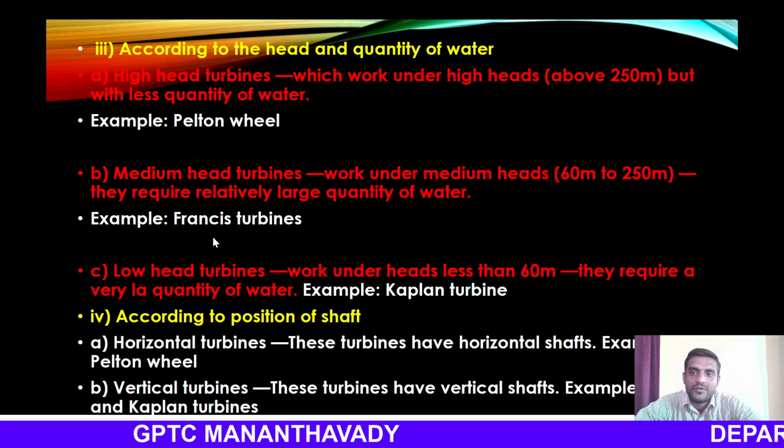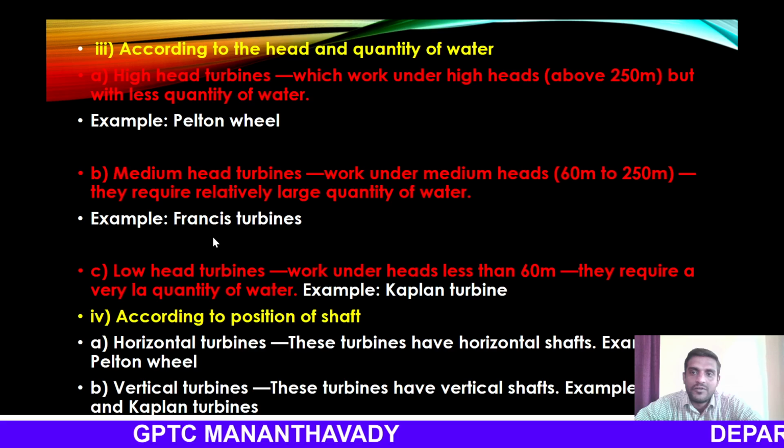And next one is the low head turbines. These turbines work at a head which is less than 60 meters, and they require a very large quantity of water. Sorry, not very less quantity, very large quantity of water is required, because the head is low, so the quantity is high. High head means head is high and the quantity of water required is less. Low head means head is low and the quantity of water is very high. Normally, the Kaplan turbine is an example of a low head turbine.